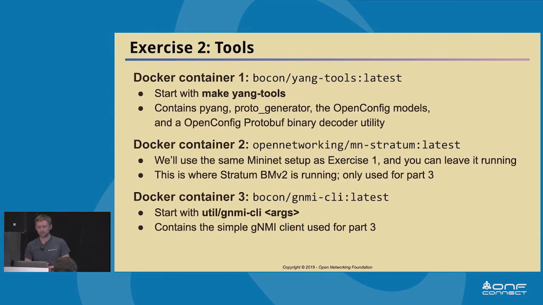The containers we'll use for this exercise: first a YANG tools container, which we can start with make yang-tools. This is where Pyang, proto-generator, the openconfig models, and the binary decoder I was alluding to are located. A second container is the Stratum MN container we used in the first exercise, where Stratum BMV2 is running, and it's only needed for the third part. The last container is the gnmi CLI container, which you can start with util gnmi-cli. This is also what we'll use to interrogate the device in part 3.